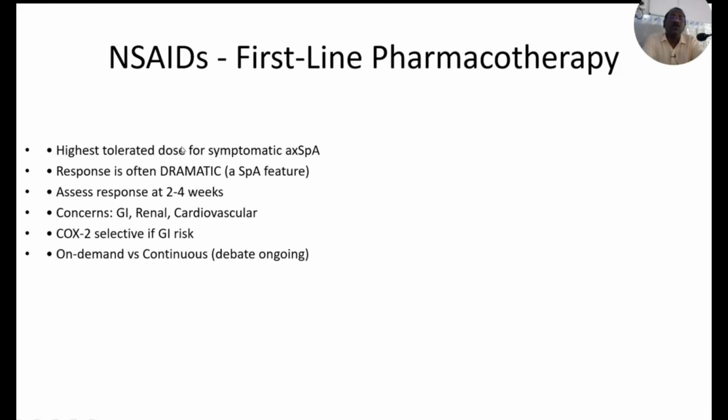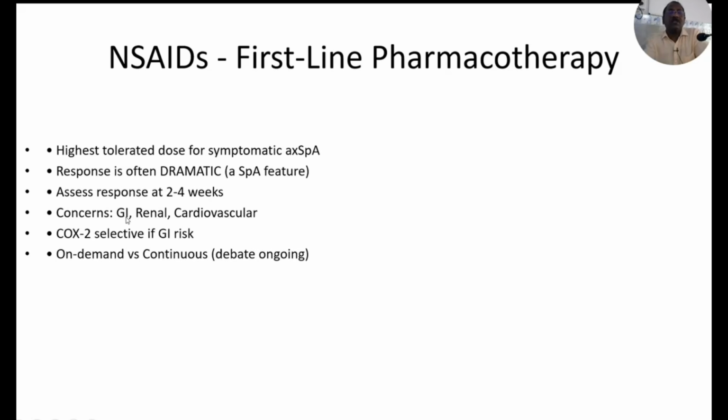So highest tolerated dose you have to give to reduce the pain and the stiffness. Response is often dramatic in the early stages, but later again not that dramatic. Assess the response at about 2 to 4 weeks, not every day. So you should give consultations maybe once in 15 days or once in a month in the initial days, and later maybe once in 3 months or once in 6 months.